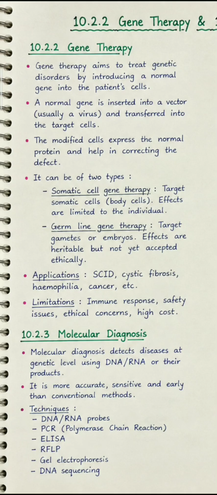And next one is molecular diagnosis. Molecular diagnosis is to detect the disease at the genetic level using DNA or RNA or their products. It is more accurate, sensitive, and early than conventional methods. Conventional methods means serum and urine analysis, etc., but it is not early detection. Means it will not identify when the pathogen has just entered the body. When the pathogen starts to show the symptoms of the disease, only then can it identify the disease.